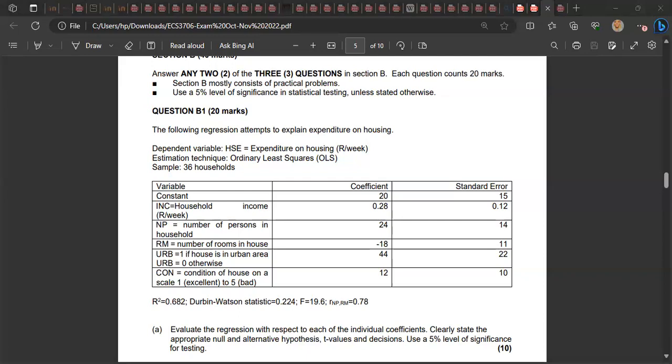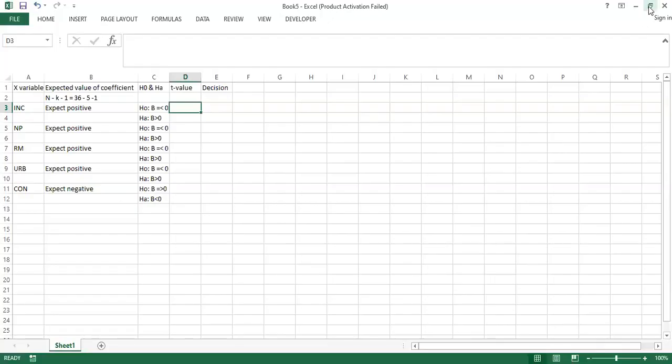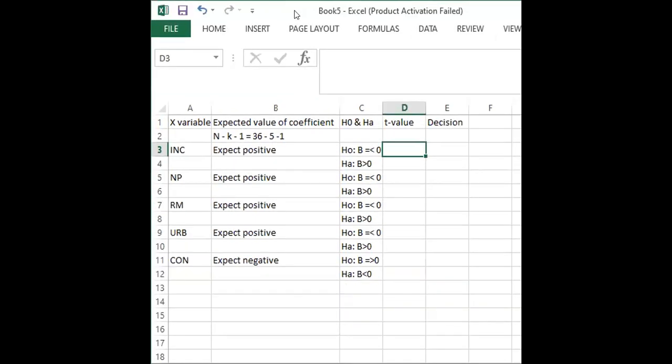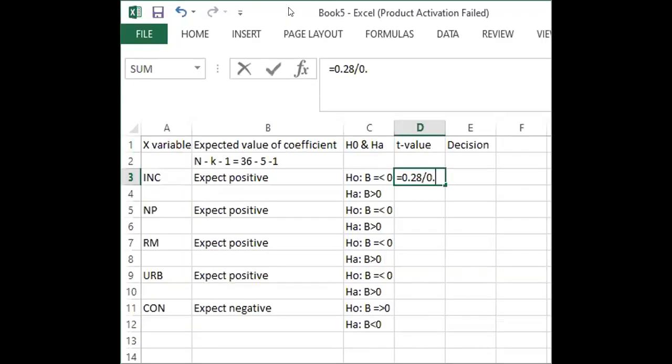All right. So let me share the Excel sheet there and then minimize so I can see what's going on the other side. On the calculation here, I'm simply taking the coefficient value for household income, which is given as 0.28, and dividing it by the standard error, which is given as 0.12. Then we get our 2.333.